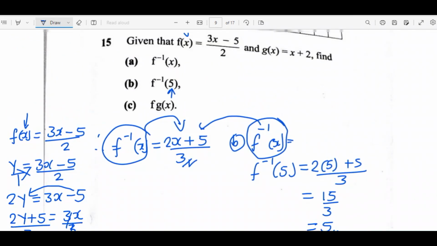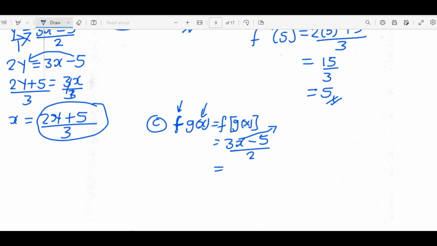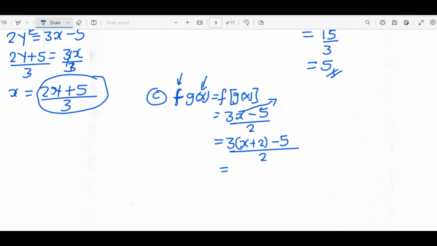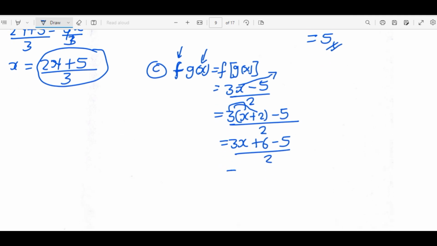So what's the function of g? The function of g is x plus 2. So this will be (3 open brackets x plus 2 close brackets minus 5) over 2. Then we can expand: 3 times x is 3x, 3 times positive 2 is positive 6, minus 5, over 2. Then here we are going to subtract and get (3x plus 1) over 2. So this is the composite function for the given two functions.